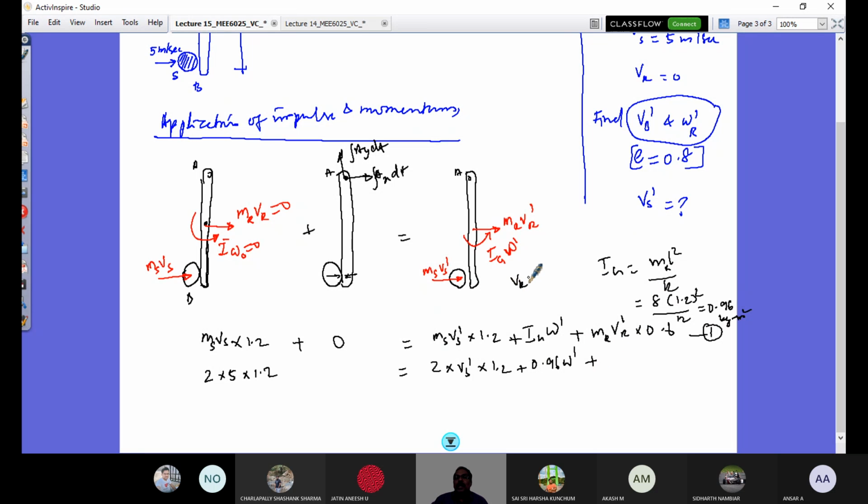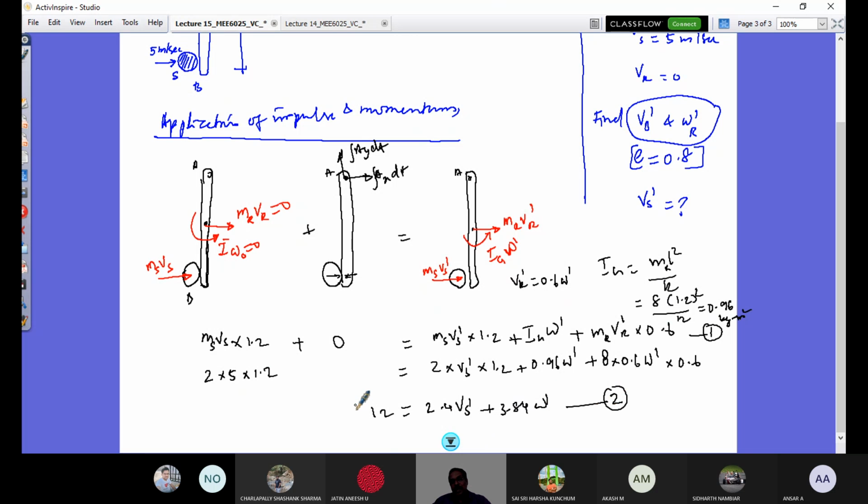VR dash I can rewrite. It is constrained to rotate about this point, so if it is rotating, the linear velocity at this point would be VR dash equals R times omega, this distance times omega. So I'm writing that as 0.6. The mass of this is 8 kg into 0.6, times omega dash, into 0.6 here. This equation reduces to 12 on this side and 2.4 Vs dash plus 3.84 omega dash on this side. So this is equation number 2.